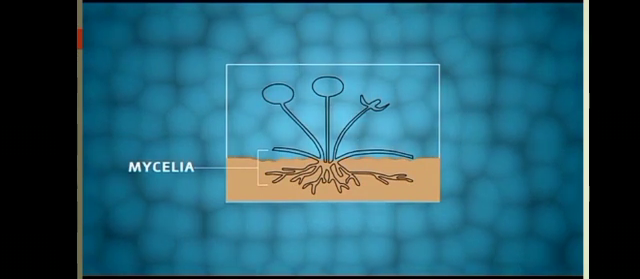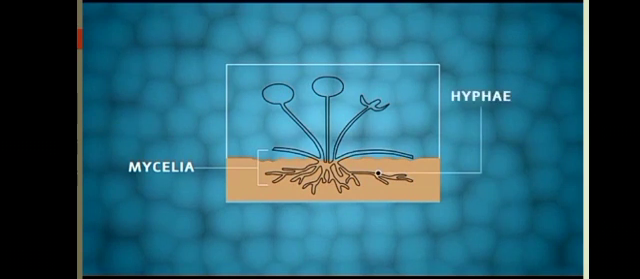You see, these mycelia are made up of hypha. Okay, some of the hypha grow upwards, which are known as sporangiophores, which contain the sporangium, and within the sporangium the spores are formed.